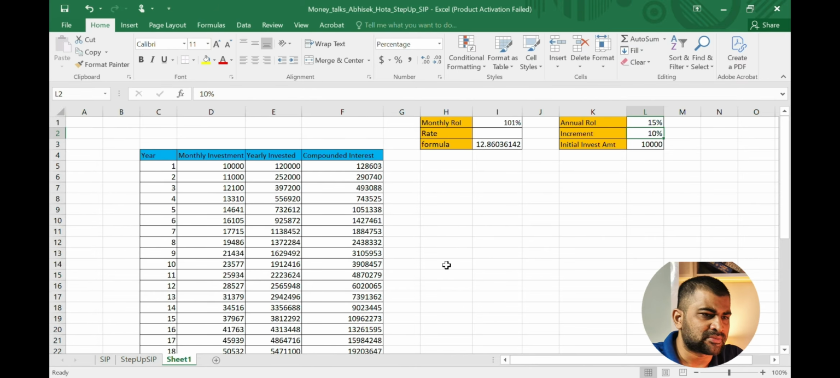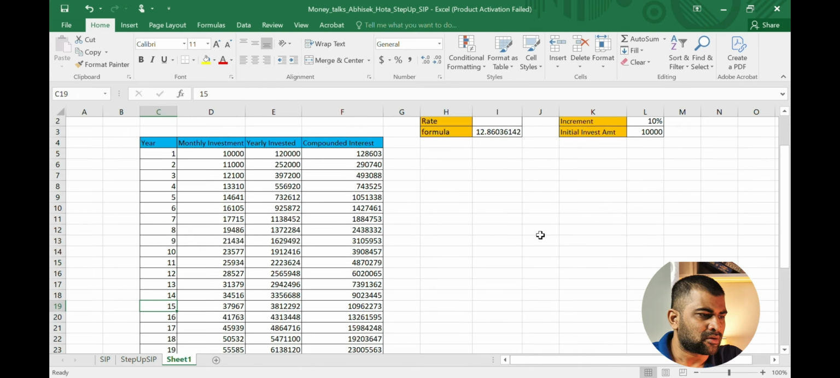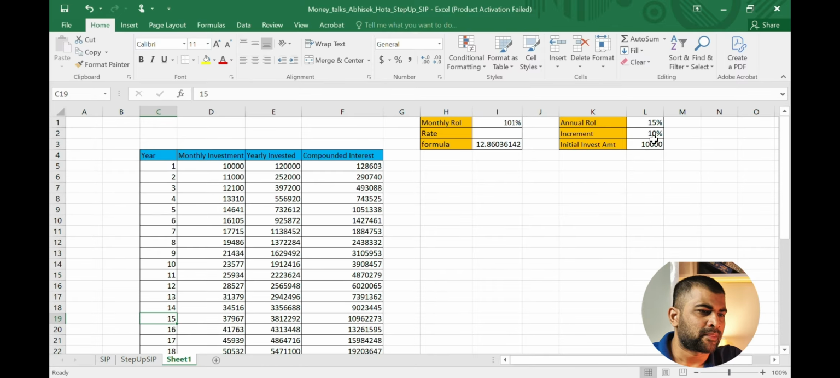to 15%. So here you will reach 1 crore at 15 years of time period. When it was 12%, it was taking 1 year more. So I'm changing the increment to 15%.